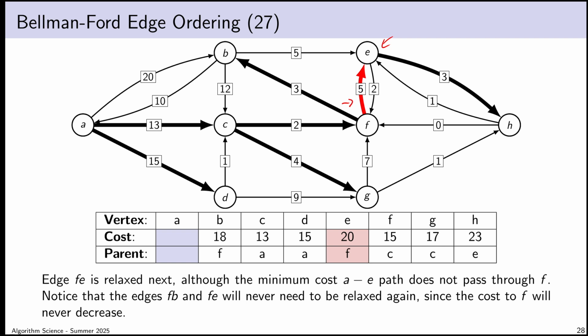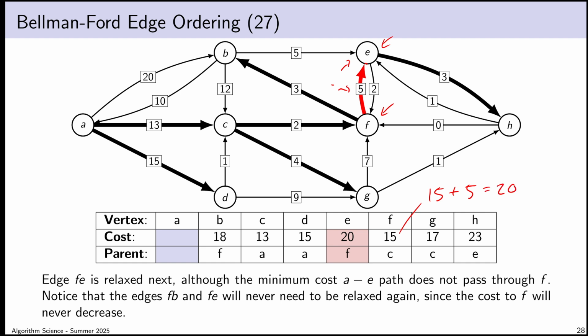Even if the edge FE is not on a minimum cost path from vertex A to vertex E, and there might be a lower cost path that gets me to vertex E, once I relax this edge at this step, I never need to relax it again. Because think about what the relaxation logic is actually doing here. The relaxation logic is saying, hey, I want to try getting to vertex E via vertex F. The cost of doing so would be the cost of vertex F, that is 15, plus the cost of the edge I'm using, which is 5. So the total cost I can take is 20.